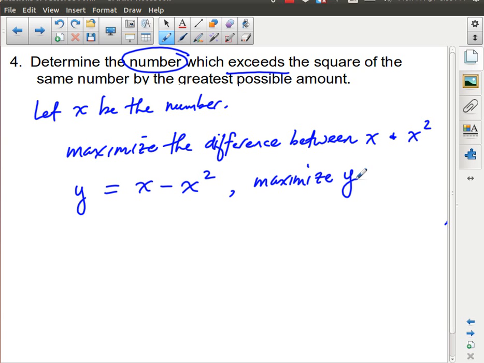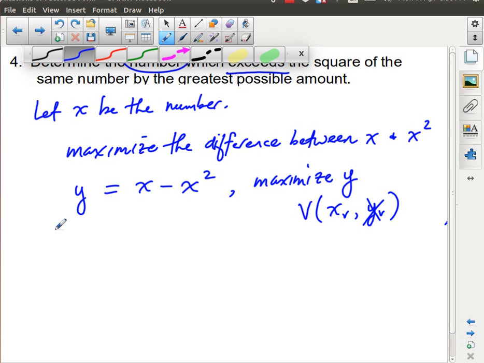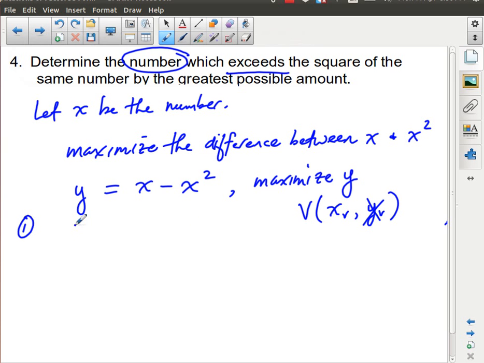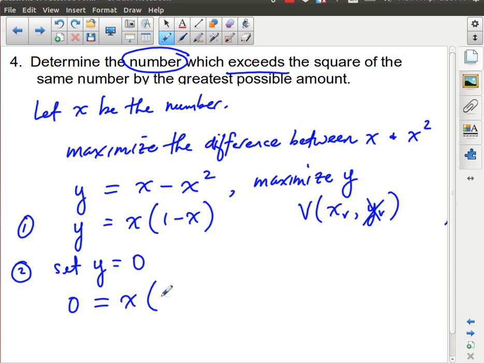And to maximize y, that means we want the vertex. We want the x-coordinate of the vertex and the y-coordinate of the vertex. And in this case, we just want to determine the number. So we actually don't want the y-coordinate of the vertex. We just want the x-coordinate of the vertex. So to do that, we're going to have to go to factored form. y equals x times 1 minus x. Then we're going to set y equal to 0. 0 equals x times 1 minus x.